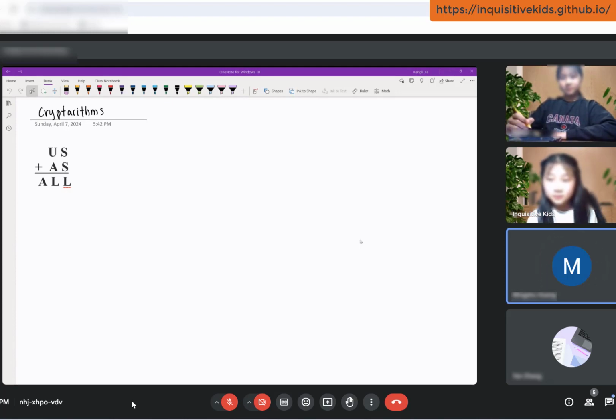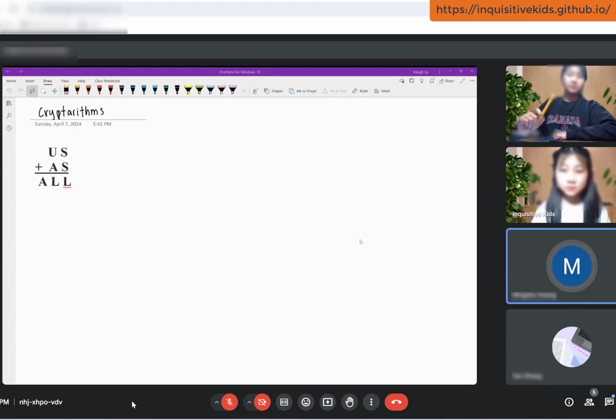Well, I saw that ALL has 3 digits, but since US and AS only have 2 digits, that means that U plus A has to be something that's either equal to 10 or greater than 10.